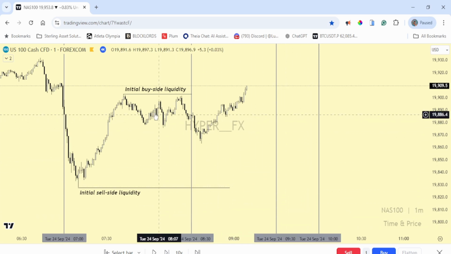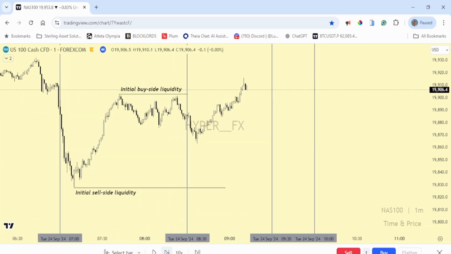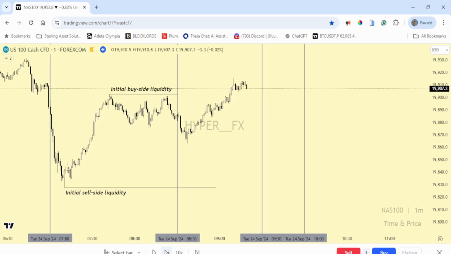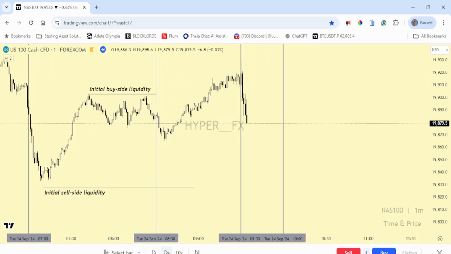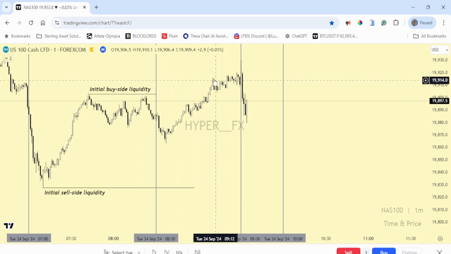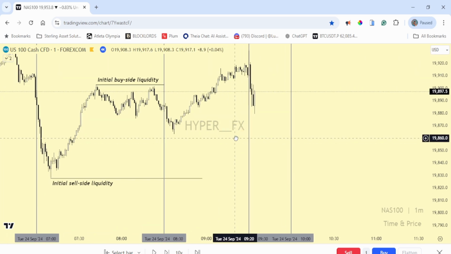So now the initial buy side liquidity has been taken right here. The initial buy side liquidity has been taken. You see how price is rejecting this high. So immediately this high is taken, it made a new high here and started to send price down.